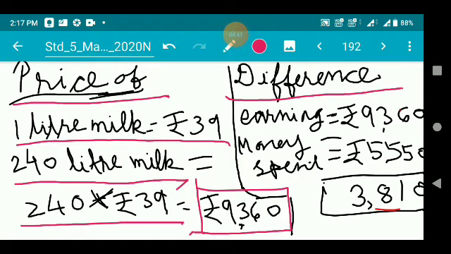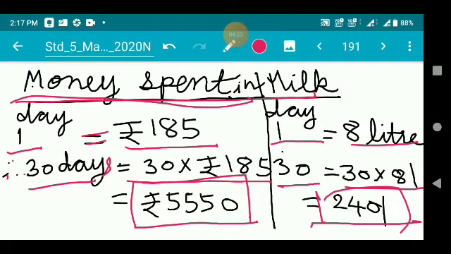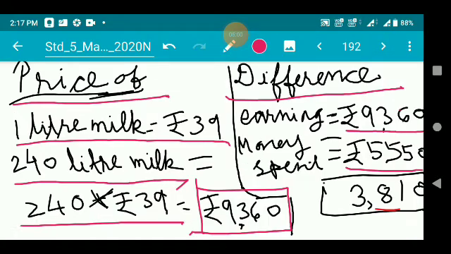Now what is the difference between earning and money spent? So earning is rupees 9,360 and money spent, that we have also found out just here. Here money spent in 30 days. So money spent in 1 month is rupees 5,550. If we subtract this, we will get 3,810 rupees.